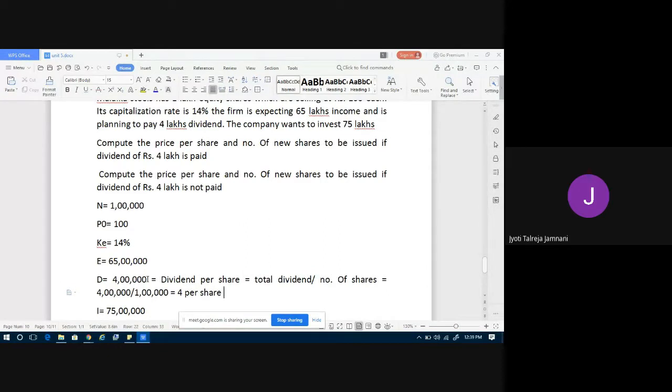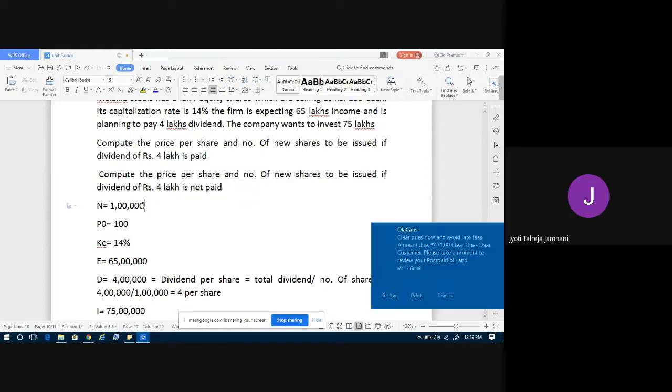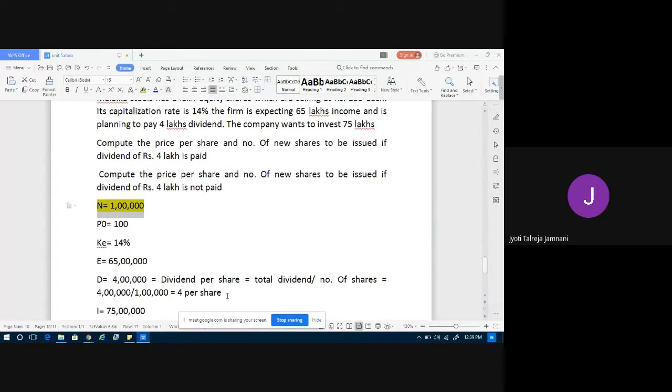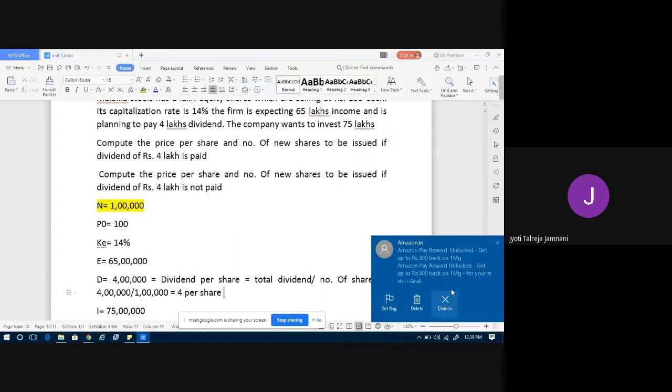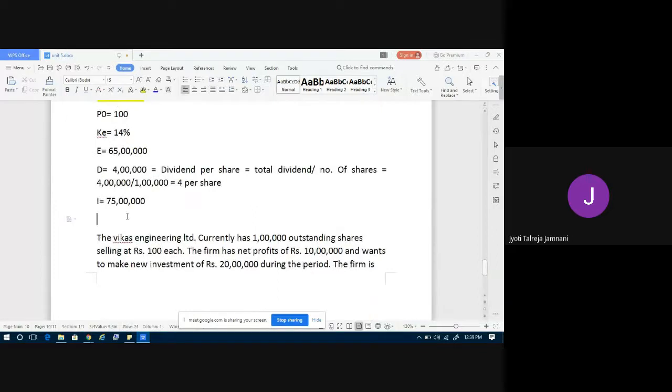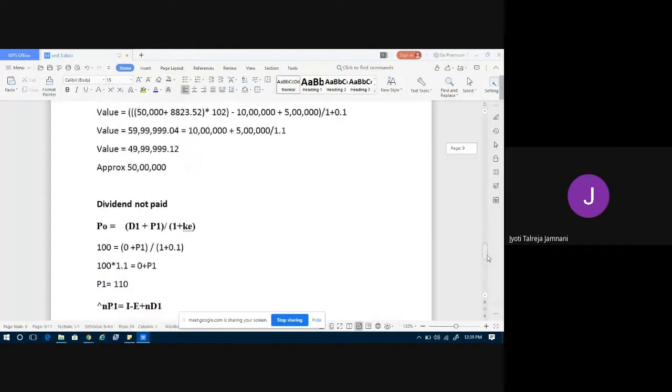So this is the twist that I was talking about. Instead of giving you dividend per share, they've given you dividend for the whole year, that is the total amount for all the shareholders. We want to know how much per share. We have the number of shares here. They have told 1 lakh shares. So if we do 4 lakh divided by 1 lakh, we'll get the per share value of dividend. Using this, we can solve it. Okay, now let's solve it. So first we have to find the price.